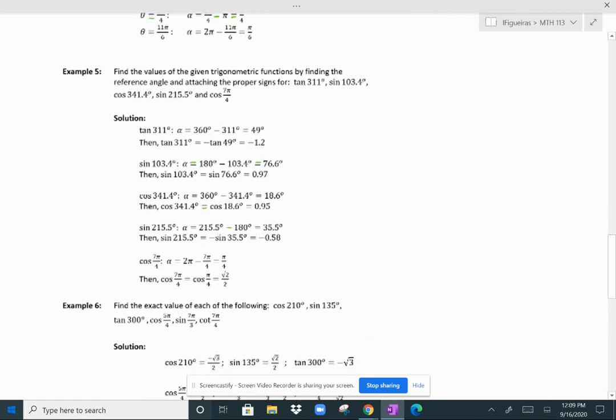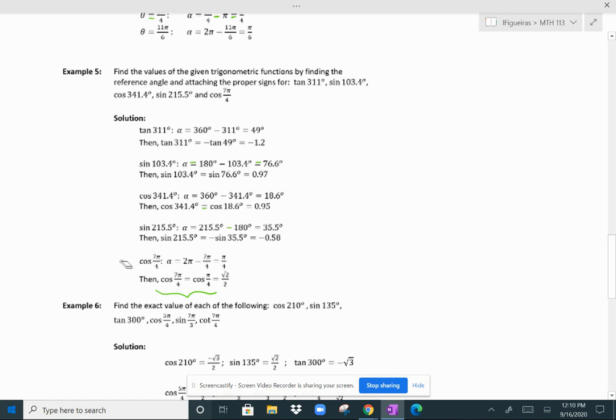All right, so let's do one with radians. I have the cosine of 7 pi over 4. 7 pi over 4 is in quadrant 4. This is how we find the reference angle: 2 pi minus 7 pi over 4, which gives me a reference angle of pi over 4. Now, cosine is positive in quadrant 4, as well as in quadrant 1, where your reference angle is.